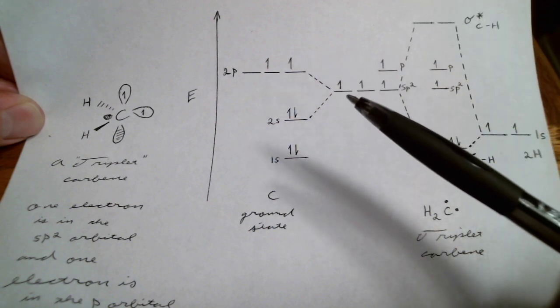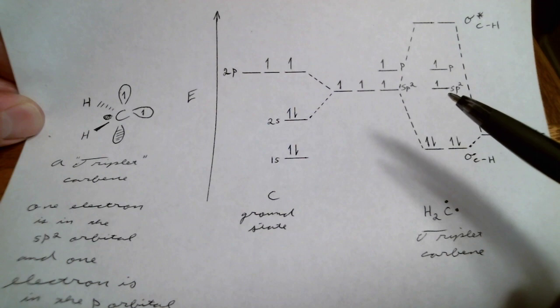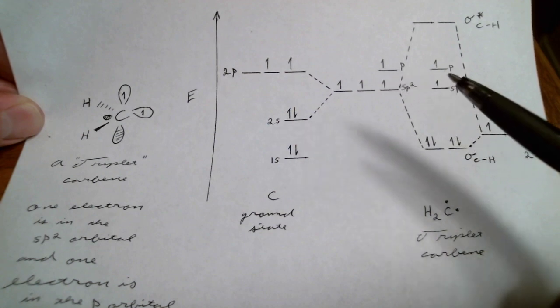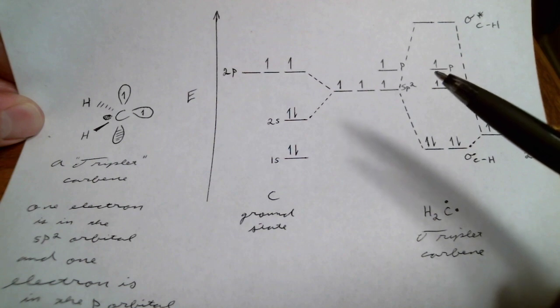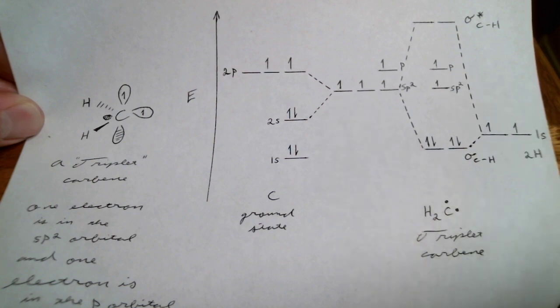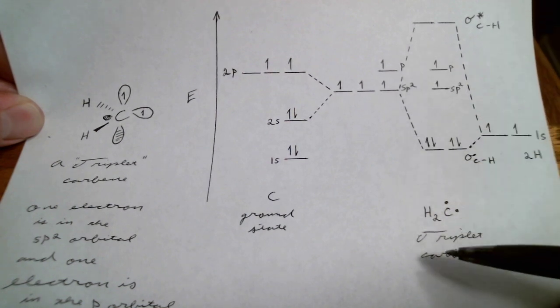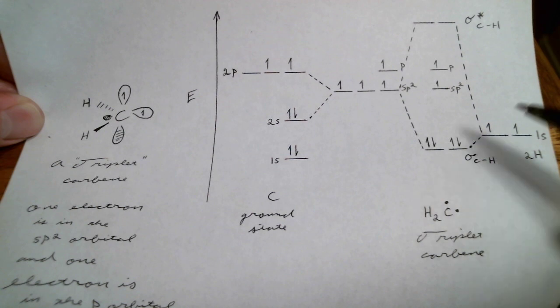Of course, we're left over with 1 sp2 hybrid atomic orbital that has 1 electron, and we're left over with the leftover 2p atomic orbital that has 1 electron. So there is the molecular orbital diagram for a triplet carbene.